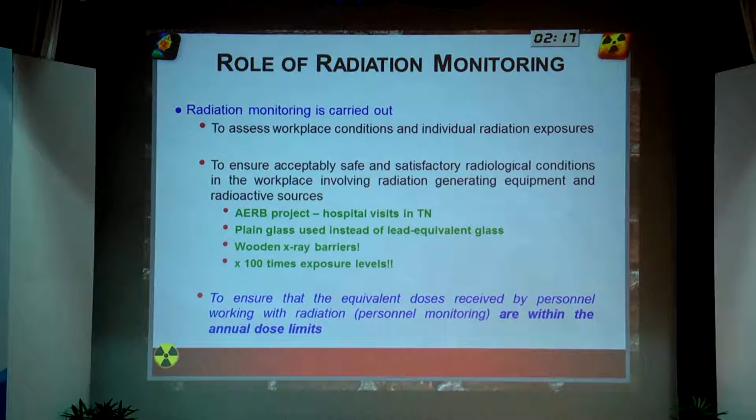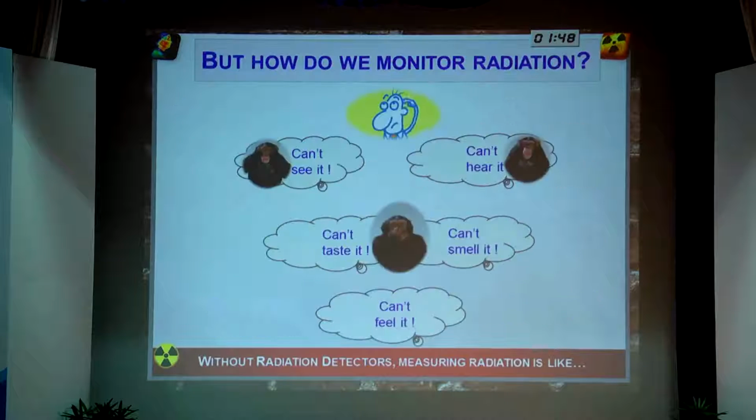As part of an AERB project, we had the opportunity to inspect many hospitals some years ago. And we found that when we did the measurements with the gun monitor, we found very high doses. When we investigated, we found that instead of using lead equivalent glass, they were using plain glass. So the radiation doses were almost 100 times more, and in certain cases, almost 1,000 times. And many places use wooden X-ray barriers without the lead sheet. So these are all additional hazards.